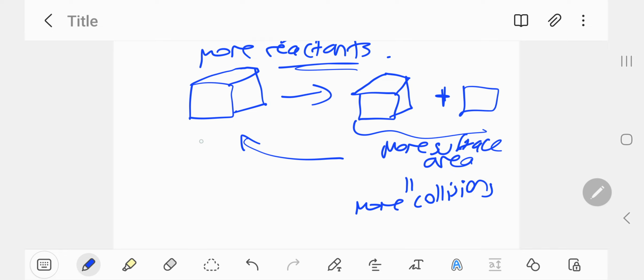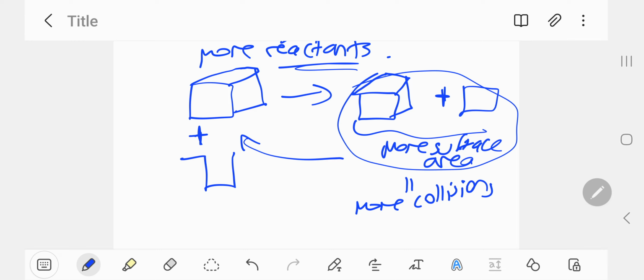Suppose I was going to react this sodium with water. Okay, I would want this second scenario here because there's more particles that are going to react with the water. So more collisions, which equals faster reaction.